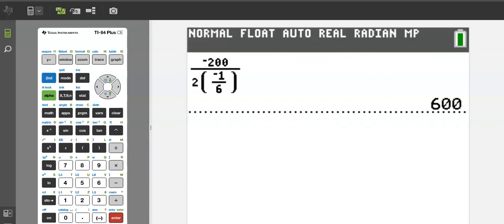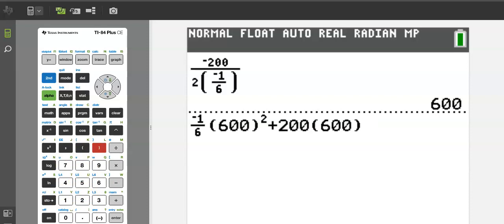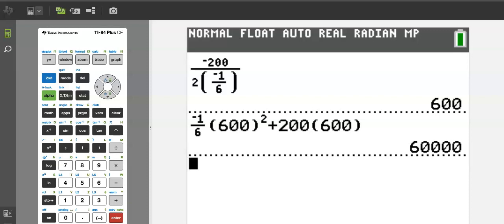So let's go plug that into our calculator. Where's my fraction key? Alpha y equals. And it is a negative 1/6. We put a parenthesis. What's inside? 600. Close the parenthesis. And it is squared plus 200 parenthesis 600 close. Just like what's on my paper. 60,000. Cool beans?